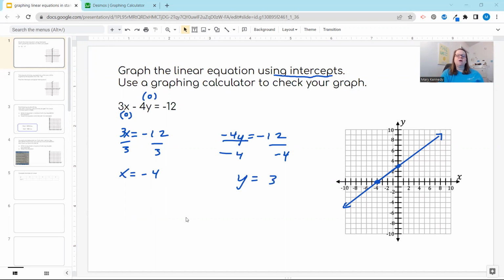If x is negative 4, then that means that your coordinate point is negative 4, 0, because that's your x value when y is 0. Remember, we said y would be 0. And here, when x is 0, then y is positive 3, which is this point here.